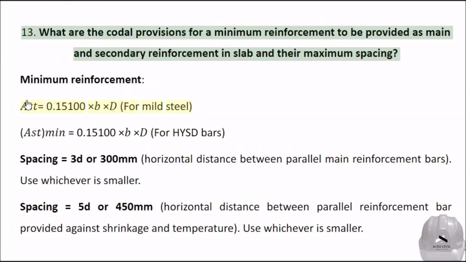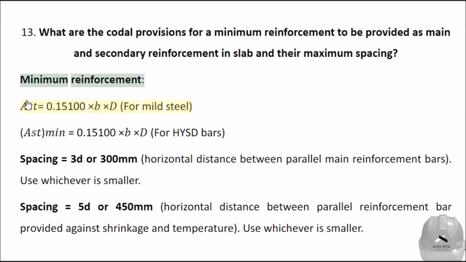What are the codal provisions for the minimum reinforcement to be provided as main and secondary reinforcement in slab and their maximum spacing? Minimum reinforcement equals 0.15% for mild steel, equals 0.12% for HYSD bars.